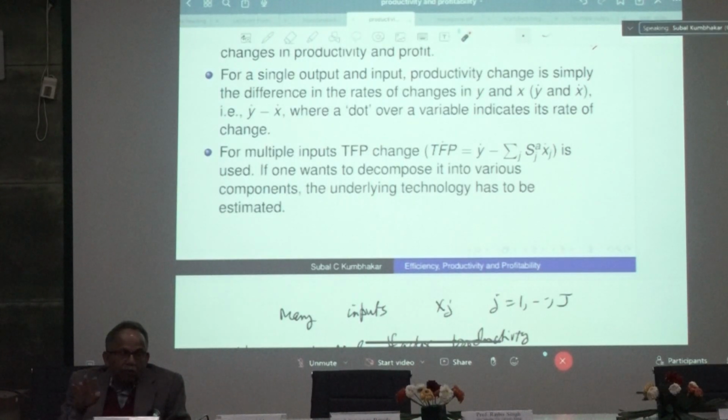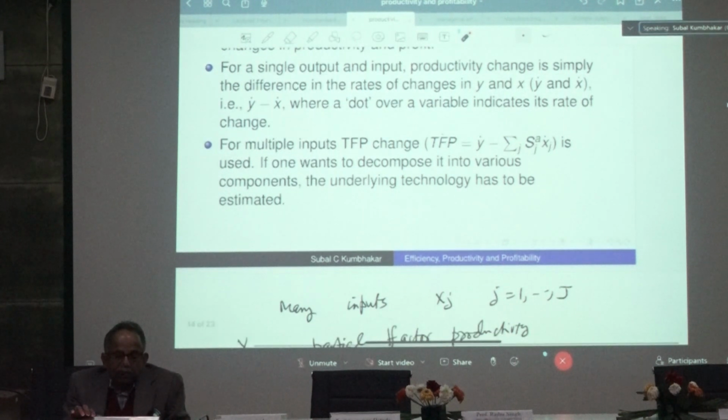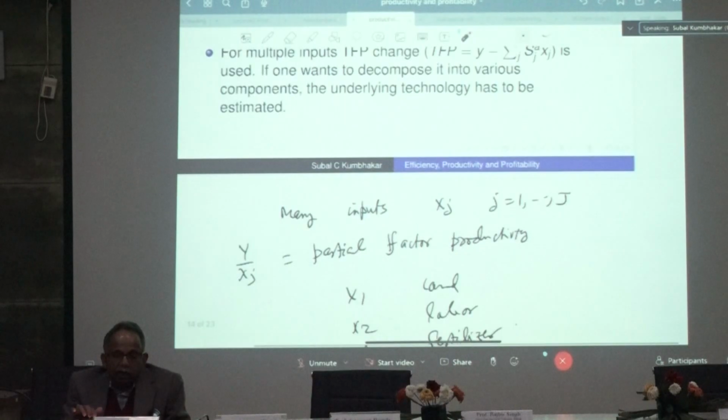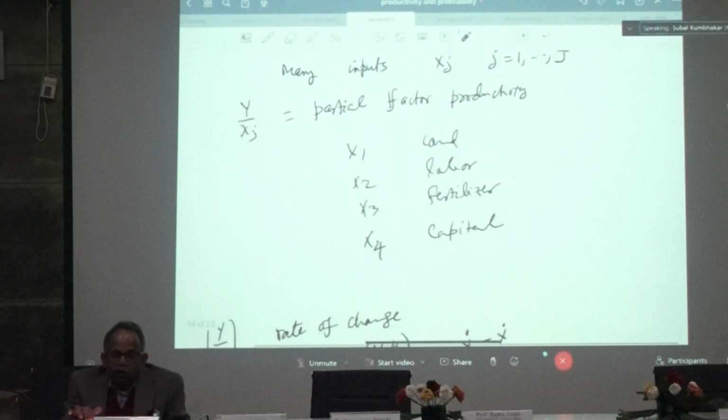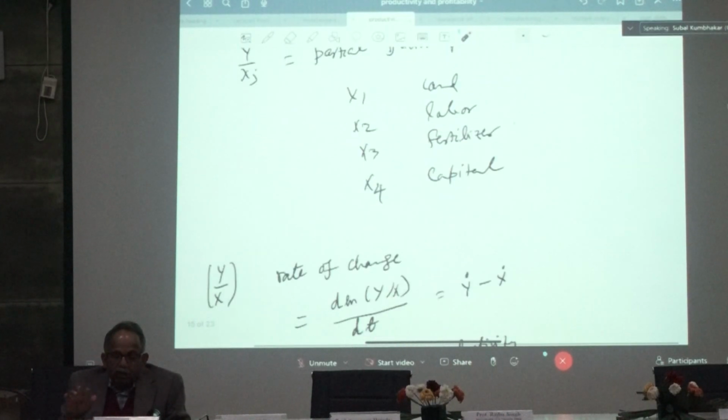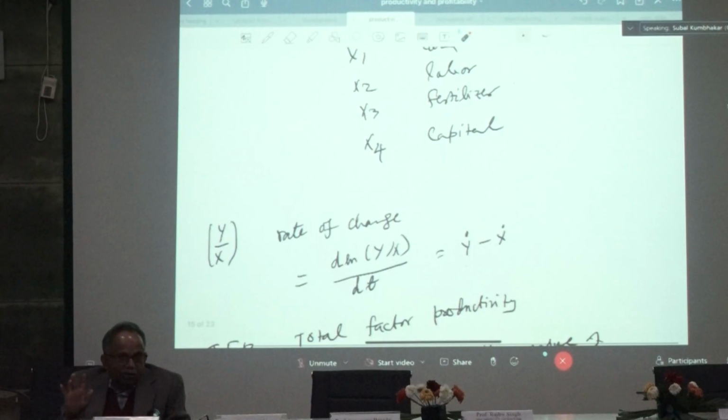Now we want to show what is going to happen when you have multiple or many inputs, right? So we want to know those types of things. That means we want to decompose productivity change into various components, and you will see what those components are. Okay, so that requires a little bit of math, but again, that's not econometrics, and I think you should not be afraid of math, at least.